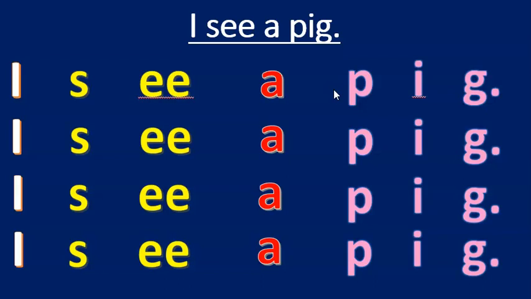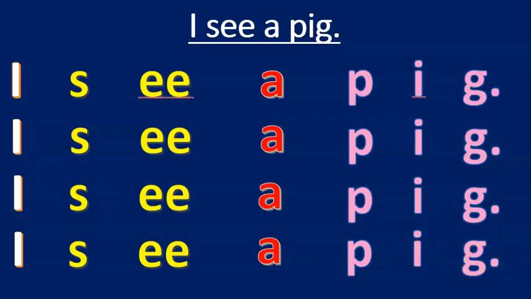Now, your turn to say the letter sounds, okay? When the cursor moves, you're going to say the letter sound. Ready? Go. Next line, say the letter sounds. Go. Next line, say the letter sounds. Go. Next line, say the letter sounds. Go.